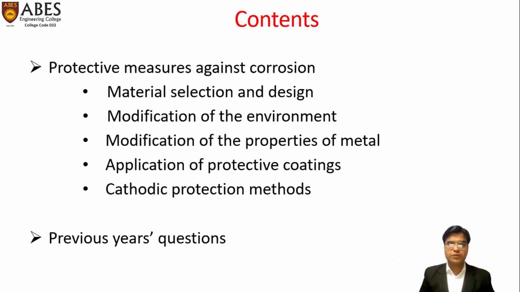These are the contents of today's lecture. First, we shall discuss the protective measures against corrosion, which will include the discussion on the material selection and design, the modification of the environment, modification of the properties of the metal, application of protective coatings, and cathodic protection methods. After that, we shall answer a few questions which have appeared in previous year's examinations. So let us start with the protective measures against corrosion.